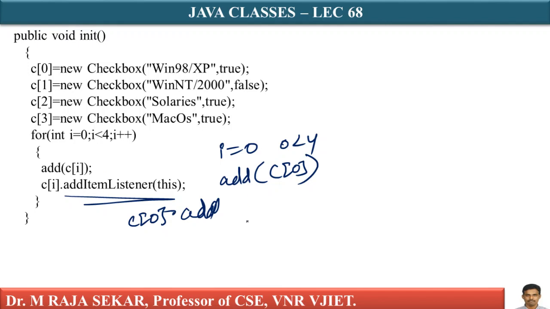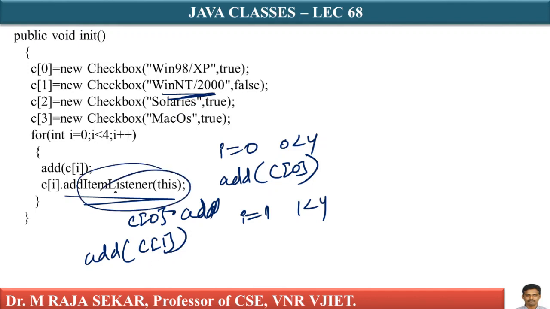The next i++ means i equals 1, 1 less than 4, correct? Add c[1]. Add c[1] means I am adding c[1], which is the Windows NT labeled checkbox. I am adding this particular checkbox to my applet window. For that one also, I am adding this item listener.